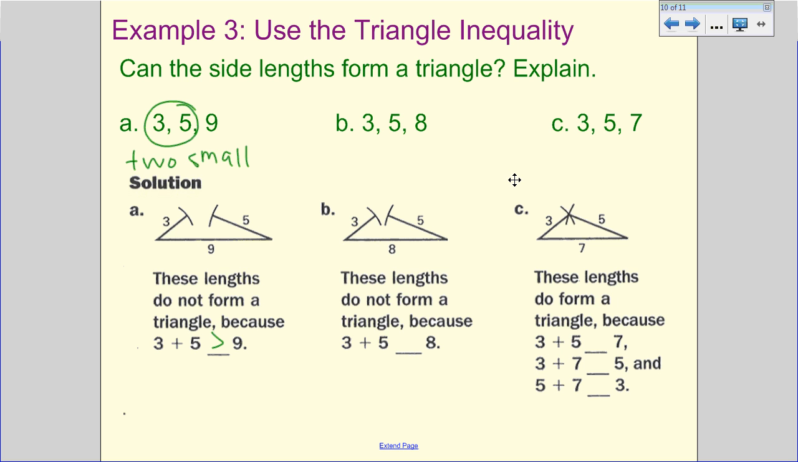If we take our two smallest sides, 3 and 5, and add those together, they equal 8. Once again, there's not enough to cover that 9. They wouldn't come up and make an angle there. So this is not a triangle. But if we take a look at 3, 5, and 7, 3 plus 5, those smallest sides, is greater than 7. And if you just keep double checking, 3 plus 7 is 10, which is greater than the 5, and 5 plus 7 is greater than the 3. And so this one does make a triangle.